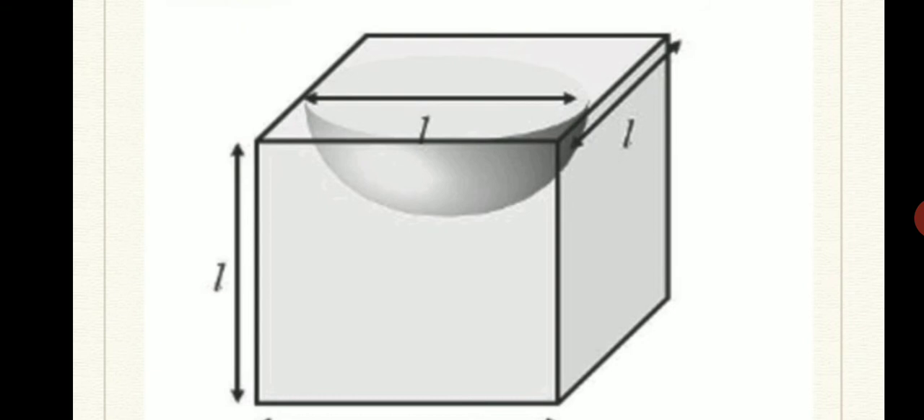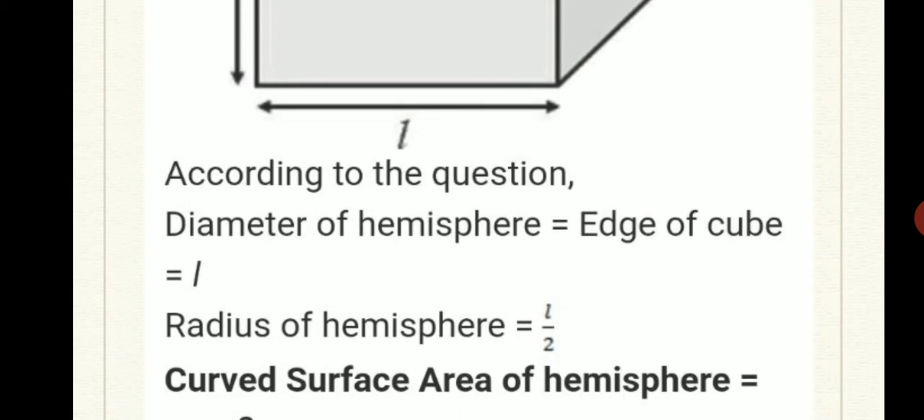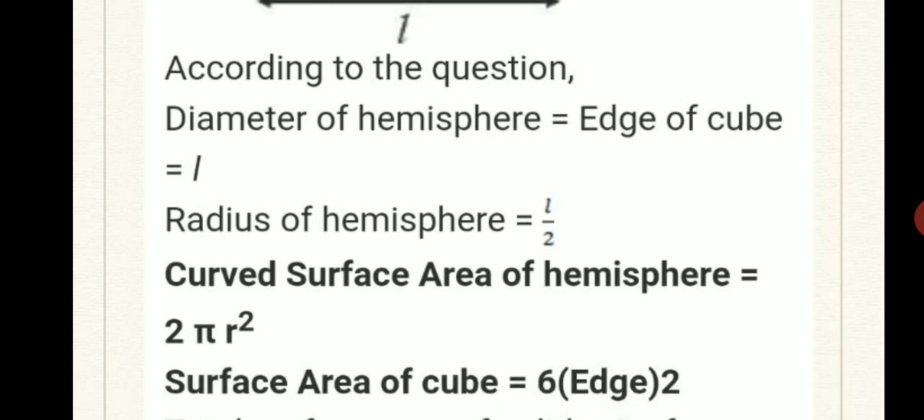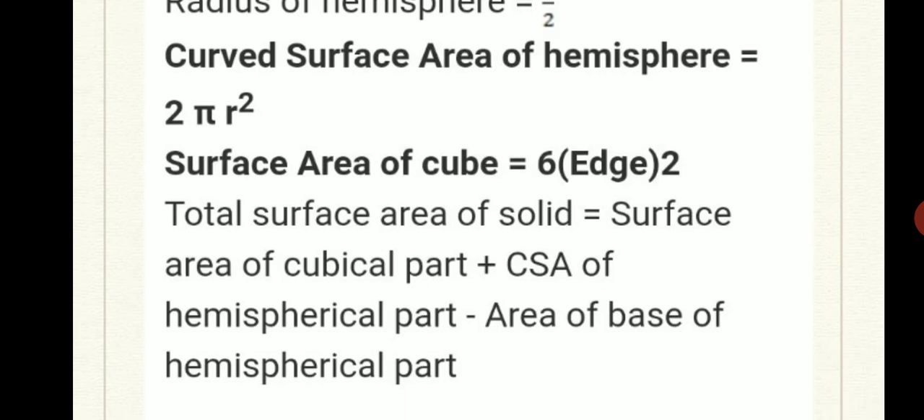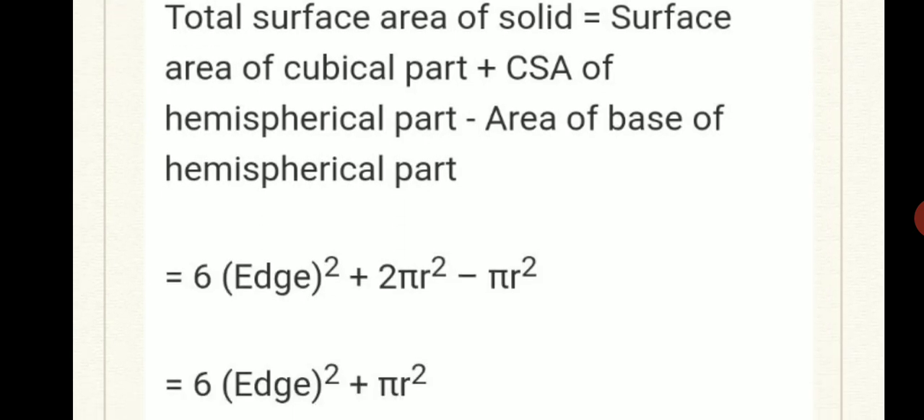One hemisphere is cut. Now according to the question, the diameter of the hemisphere equals the edge of the cube, which is equal to L. The radius of the hemisphere equals L by 2. Now the curved surface area of the hemisphere equals 2 pi r square. The surface area of the cube equals 6 into edge square. The total surface area of the solid equals the surface area of the cubical part plus the curved surface area of the hemispherical part minus the area of the base of the hemispherical part.